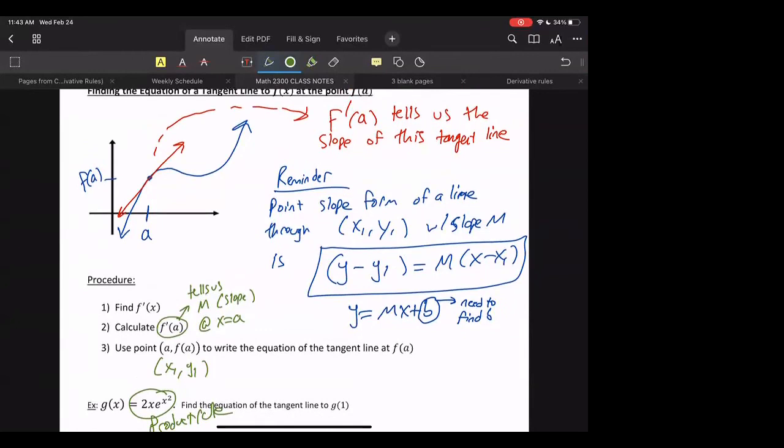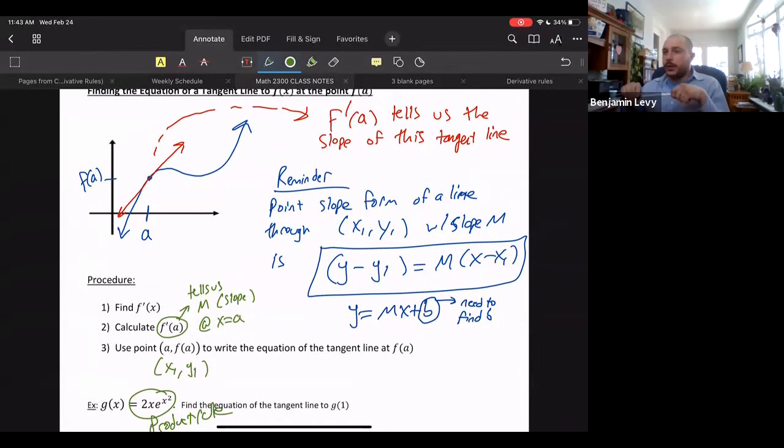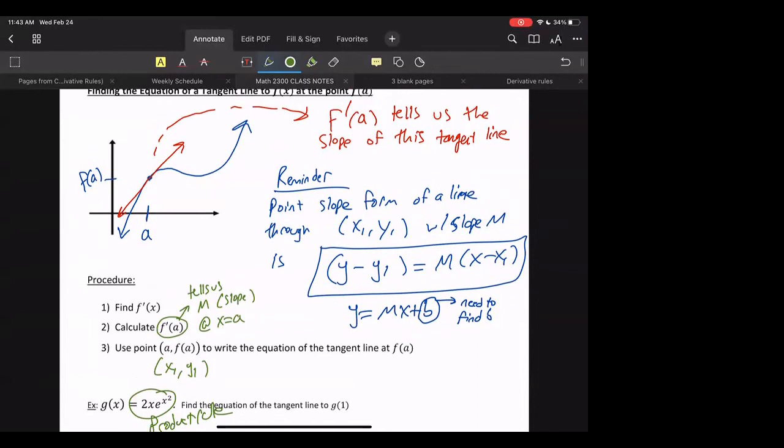Just one thing to clarify. You're saying that the derivative of f of a is exactly equal to the slope? It's equal to the slope of that red line that I drew right there. Yes. Okay, perfect. Thank you.